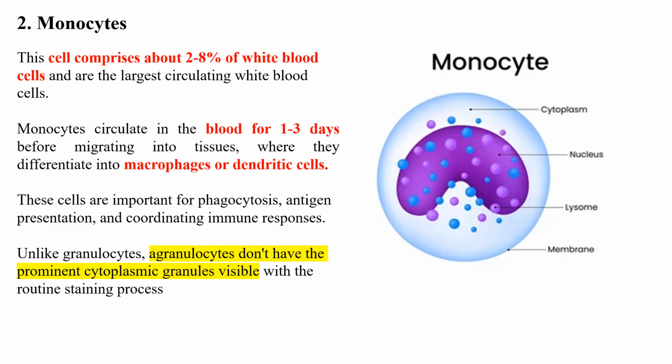Here is something interesting about their life cycle. Monocytes don't stay in the blood very long. They circulate for just 1 to 3 days before they migrate into various tissues throughout the body. Once they reach their destination tissue, they undergo a remarkable transformation. They differentiate into either macrophages or dendritic cells. These transformed cells become essential for phagocytosis, the process of engulfing and destroying pathogens and debris. They are also crucial for antigen presentation and coordinating the broader immune response.